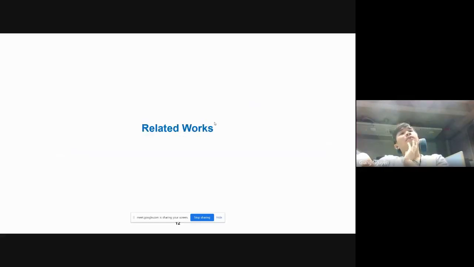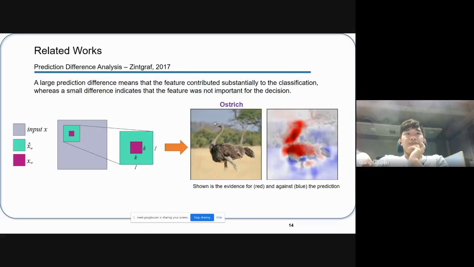So there are two or three related works. The first one, as mentioned, is the operation difference analysis. In this work, they try to highlight the evidence for operation. For example, the red pixels are evidence for the operation ostrich, and the blue dots are the contradiction for the operation. And I will not delve into how this algorithm works.